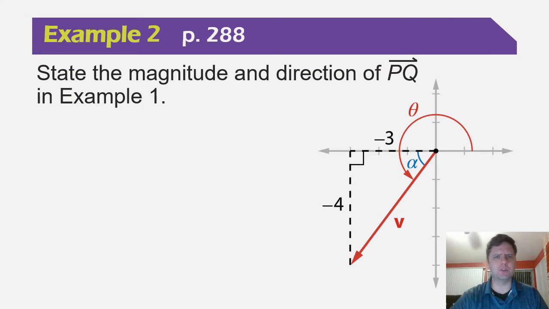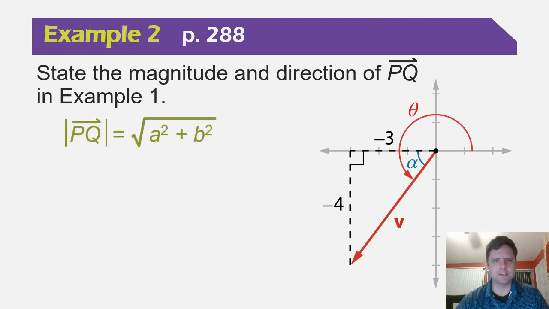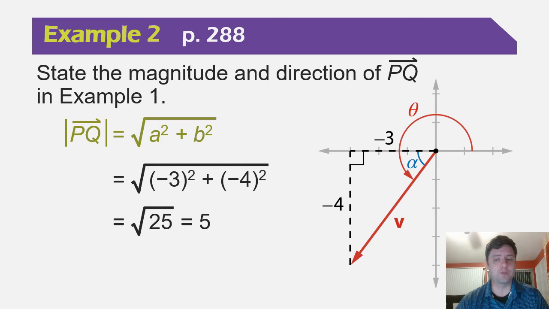All right, so example 2 says state the magnitude and direction of PQ in example 1. So here it is. We're just going to first do our a squared plus b squared and take the square root of that. So 16 plus 9 is 25. The square root of 25 is 5. So we know that this is the 3, 4, 5 triangle.